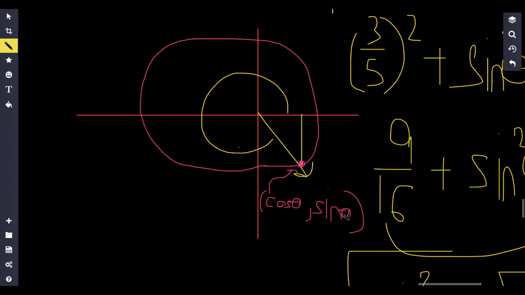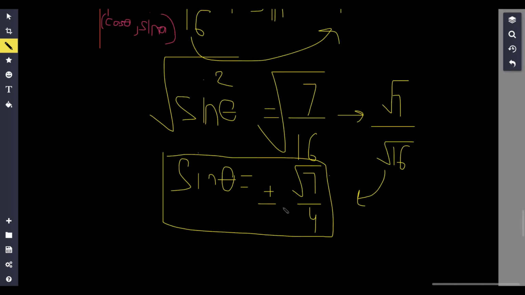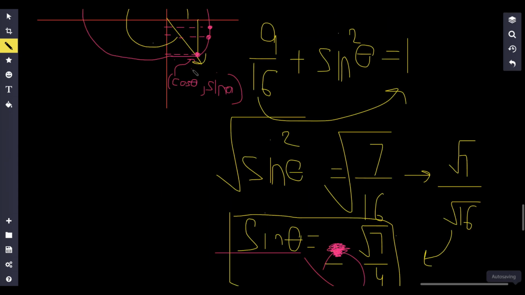Where sine of theta basically represents the y value of this point. And notice how the y value for this point in quadrant 4 is negative, right? No matter which point on the unit circle I pick, notice how in quadrant 4, our y value is always going to be negative. So in this case, our answer is actually just going to be negative square root of 7 over 4. We're going to ignore the positive answer because sine of theta is always negative in quadrant 4.